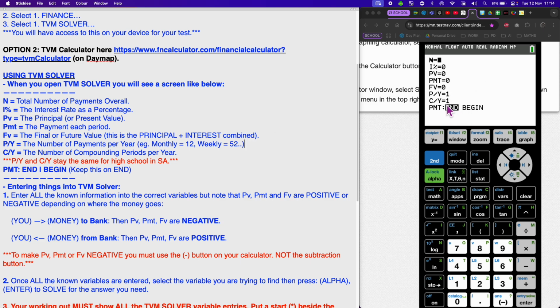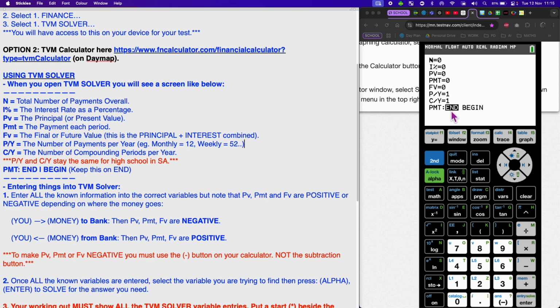This last little bit here, just double check that END is highlighted. In your high school career in South Australia, we always keep it on END. If you're just finishing this off, listen in to this part. So the way this app works, right? Can you see it's asking you for this info? Do we have a question right now? So we don't have the info. But the way that this app works is you enter all the known info into the correct variables, and then you ask the calculator to work out the leftover one, okay?